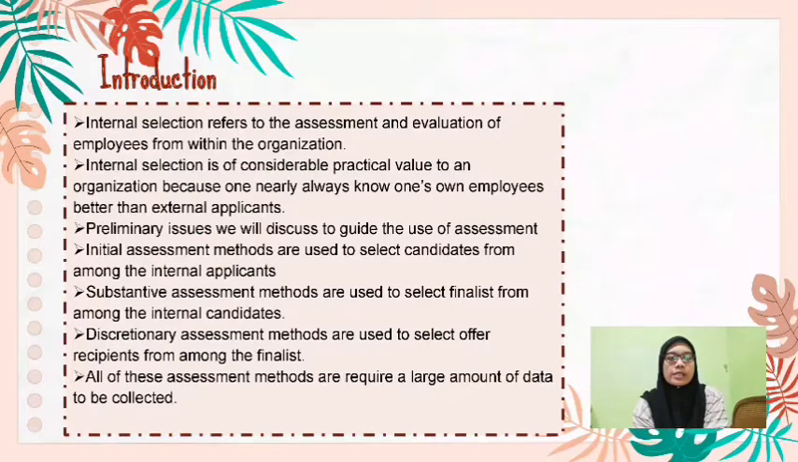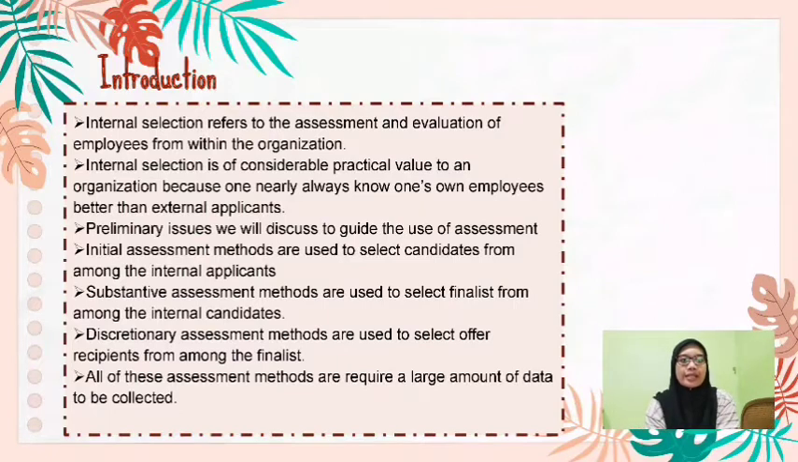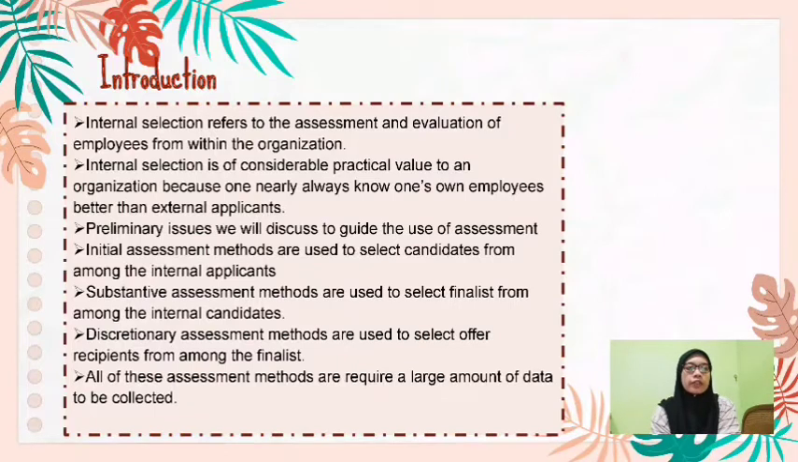All of these assessment methods require a large amount of data to be collected. Accordingly, attention must be given to support services, the required expertise needed to administer and interpret predictors, security, privacy, and neutrality, and the standardization of procedures. Also, the use of internal selection methods requires a clear understanding of legal issues.